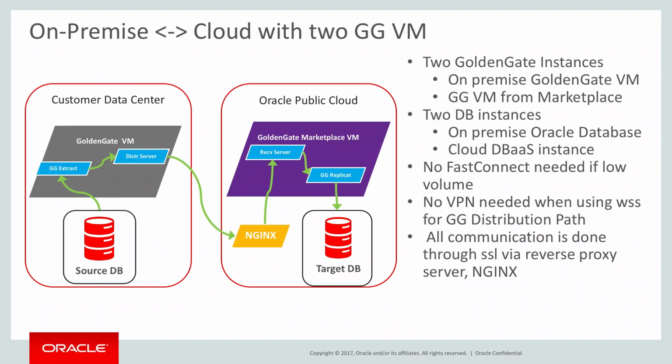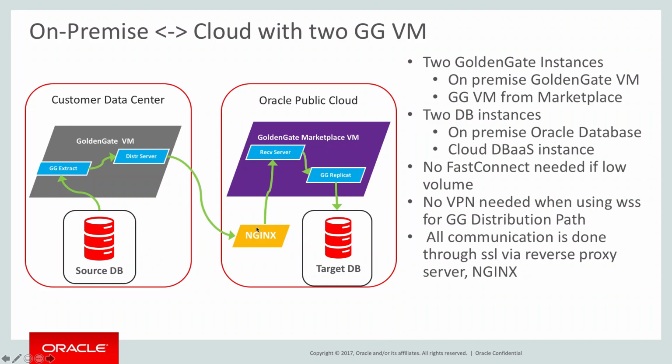So there are many questions flowing around asking, hey, how can I make this work? Because we do not have a lot of detailed documentation there, which we're still working on. So I want to give you a quick demo showing you how to configure this kind of communication from the distribution server running on-premise, talking to the Nginx server running in the OCI. Eventually, we'll talk to the receiver server.